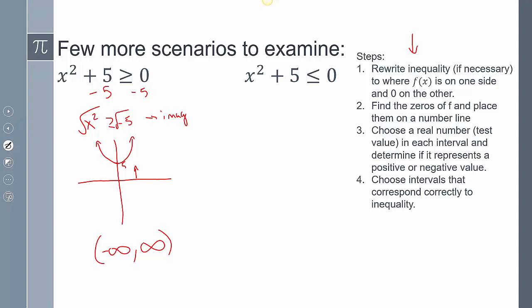Whereas for this one, once again, I'm still going to get those imaginary numbers, but notice if I were to graph that, here's that 5, it says every number that's less than 0. Well, there's no numbers that are less than 0. Everything's above it. So in this scenario, there would be no solution.